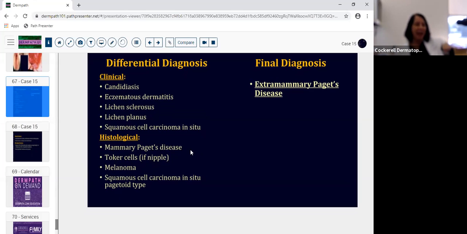Histologically, if you're only at the slide and you don't have the site, you think about extramammary Paget's and mammary Paget's disease. Toker cells, oh gosh, these Toker cells. If it's on the nipple and you see Paget's-like cells and they're pale, but they don't look malignant, you think of these Toker cells.